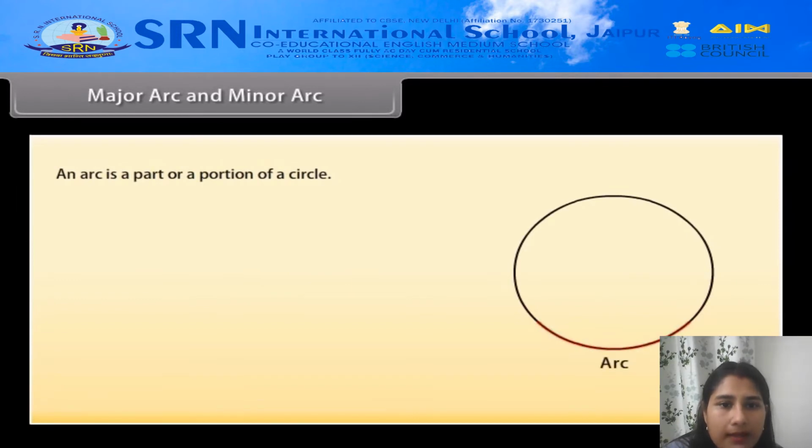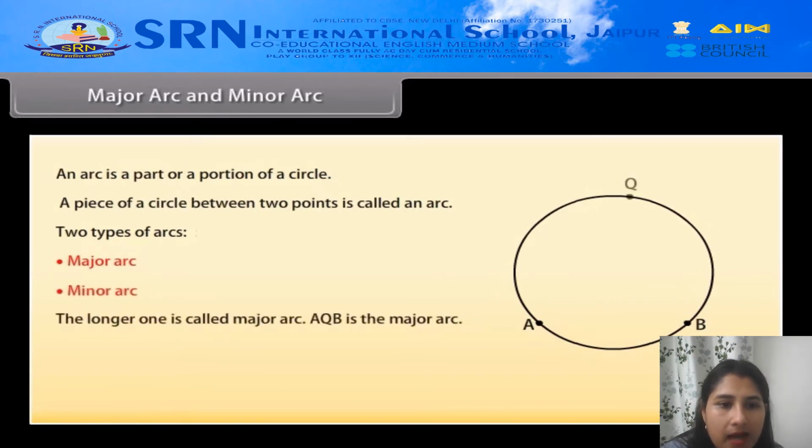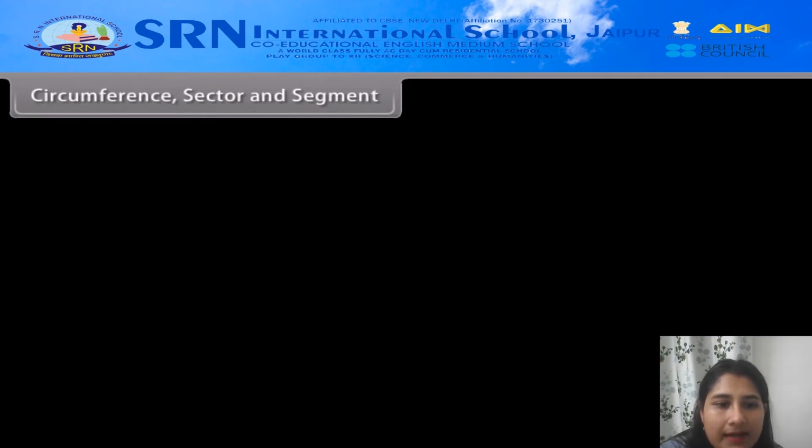Major arc and minor arc. An arc is a part or portion of a circle. What do you mean by arc? A piece of a circle which is between 2 points is called an arc. Two types of arcs are major arc and minor arc. The longest one is called the major arc. AQB is the major arc. The shortest one is the minor arc, that is AB here is the minor arc.